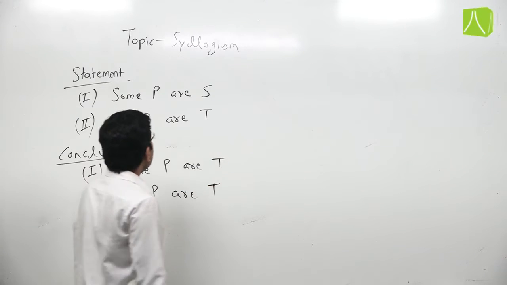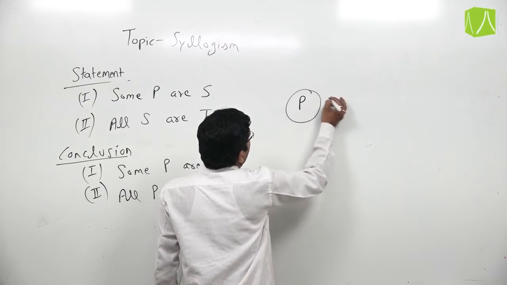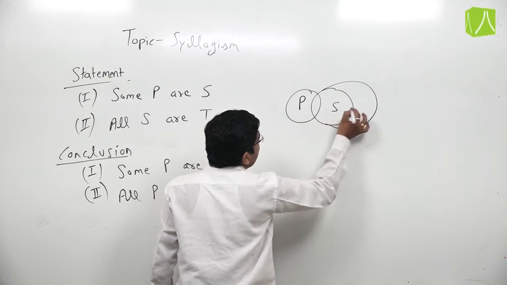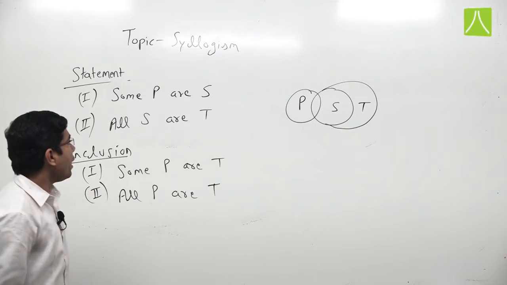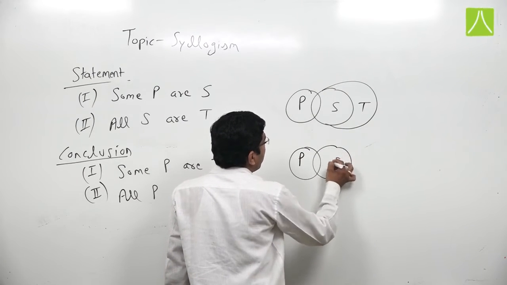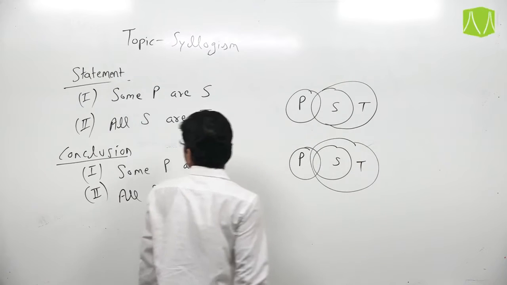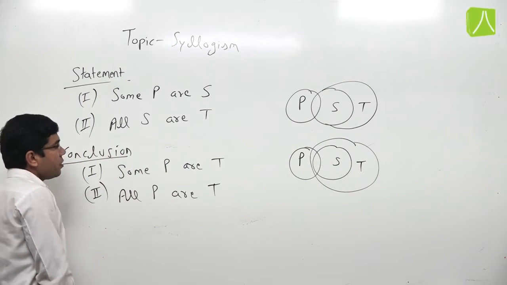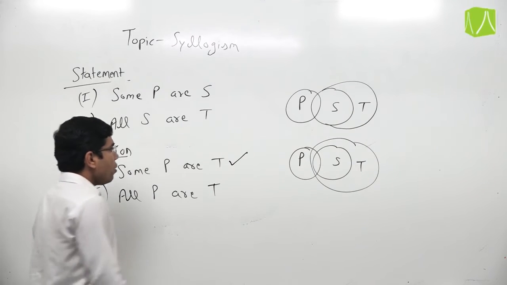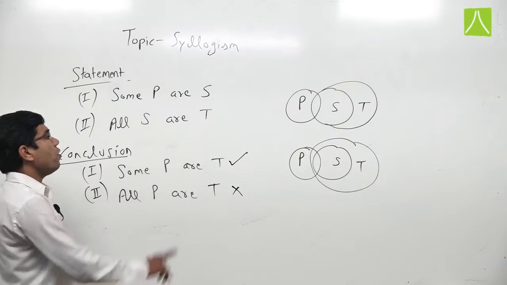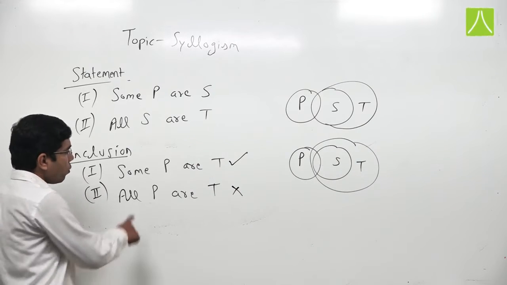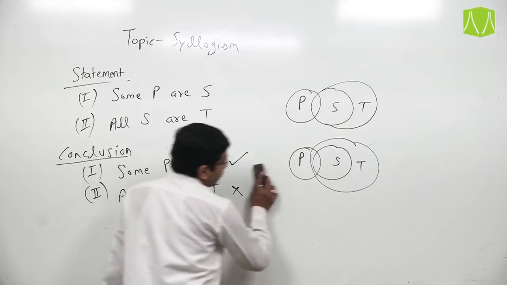Now, make the basic diagram. Some P are R, some R are S and all S are T can be denoted by this, or we can make the diagram just like this. Now, conclusion, some P are T is correct, P and T are connected. All P are T should be wrong because all P are not T. So, for this question, our answer is only conclusion 1 is correct.